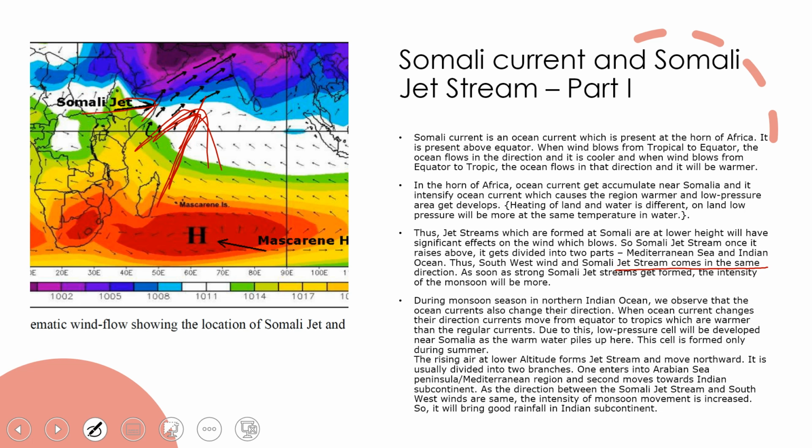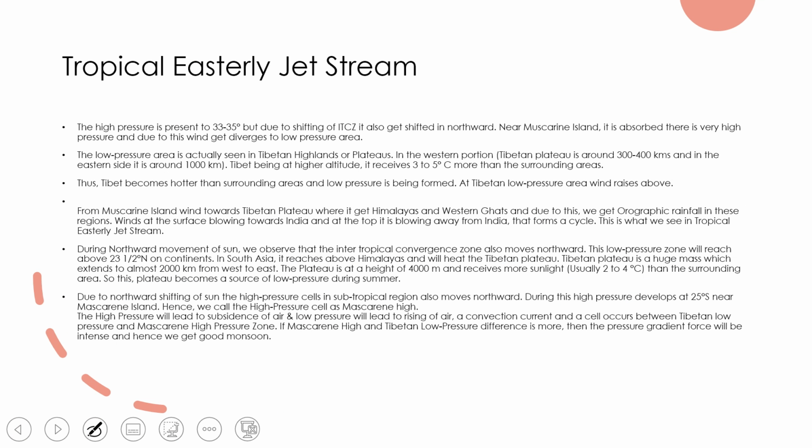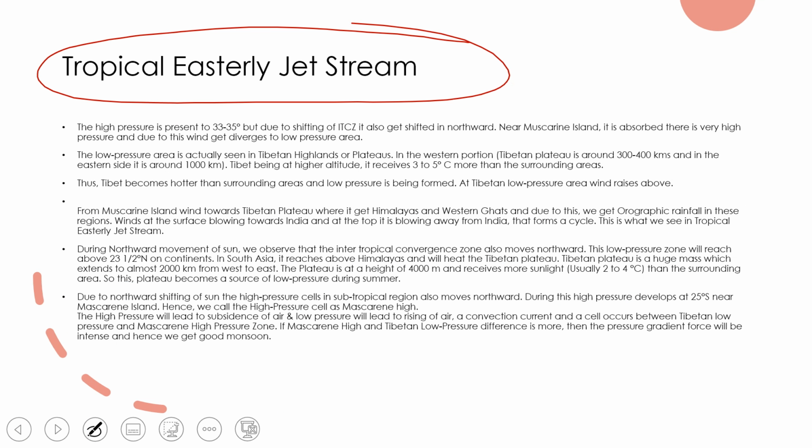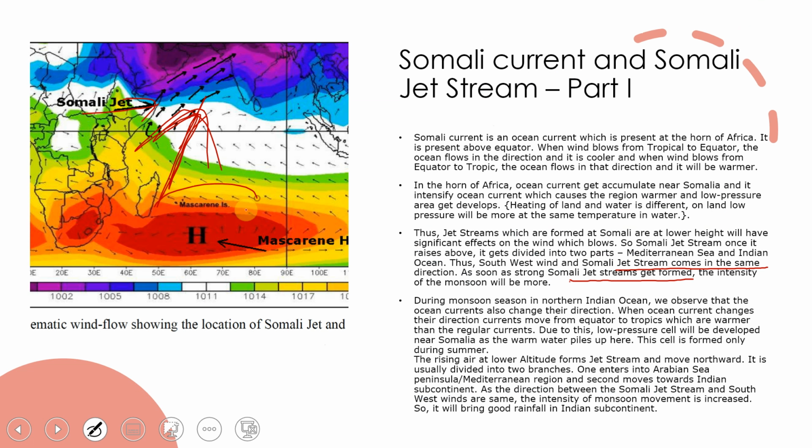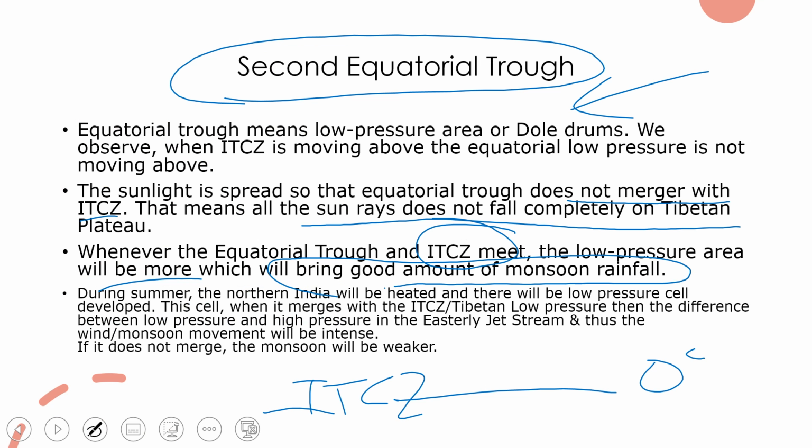As soon as the Somali jet stream gets formed, the intensity of the monsoon will be more, and thus the monsoon hitting the Indian island will be high. That is what it is trying to explain, how the Somali jet stream is helping here. In the first case, the Tibetan plateau: you first have the tropical easterly jet stream, where your Tibetan plateau is getting heated and it is getting help from the Mascarene island. In the second case, Indian land is helping: when the equatorial trough gets merged with the ITCZ, it helps in intense heating of the Tibetan plateau.